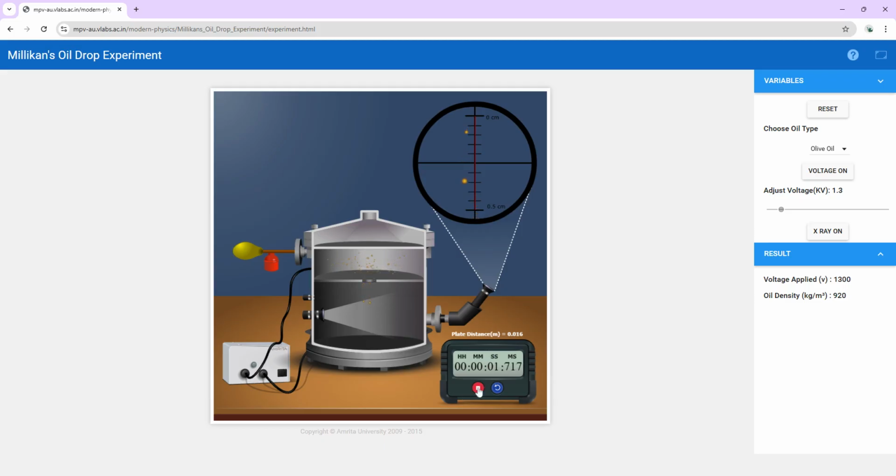Start, and stop. So it's gone half the way through the viewfinder. The full distance is 0.5 centimeters, so it's gone 0.25 centimeters in this time. So from this time and this distance, we can calculate the velocity, we have the voltage, and we have the density.